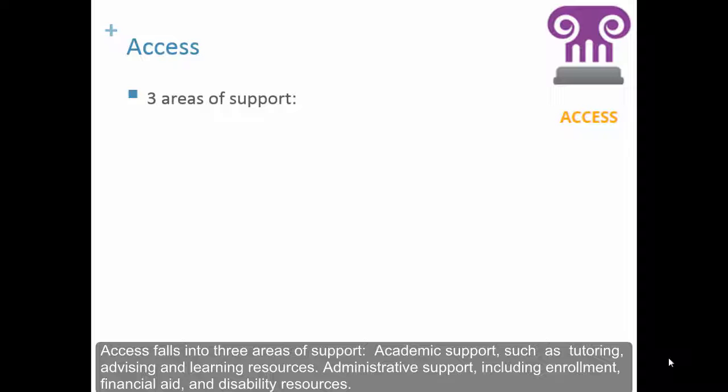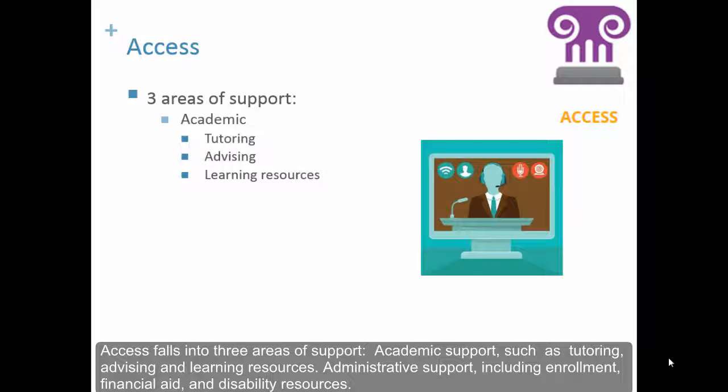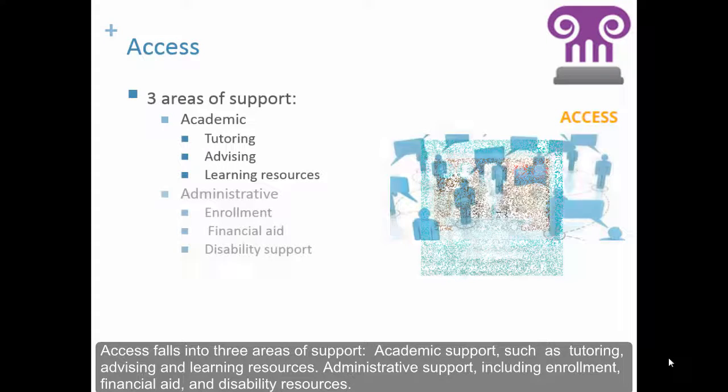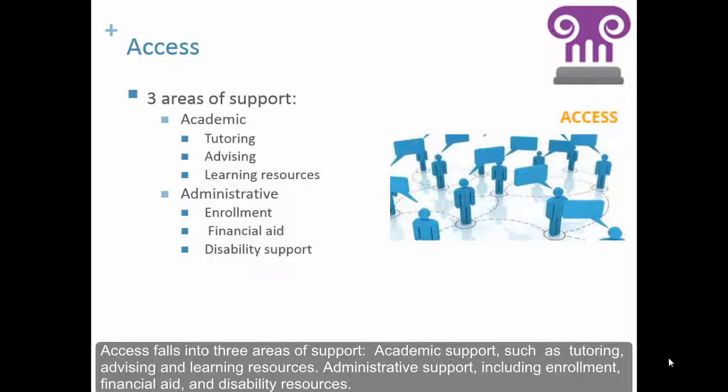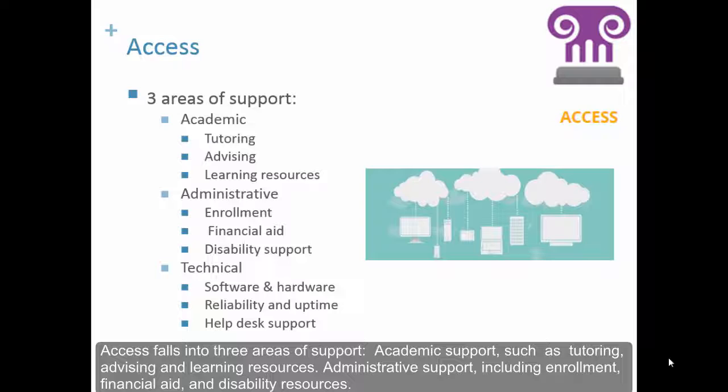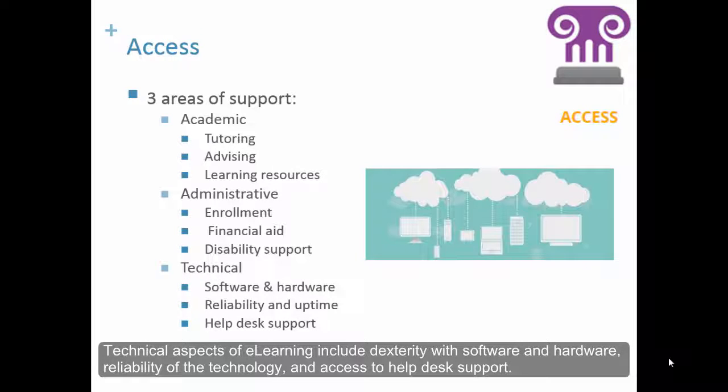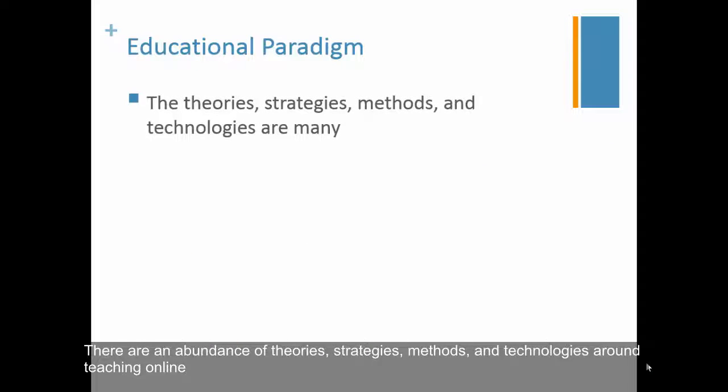Access falls into 3 areas of support: academic support such as tutoring, advising, and learning resources; administrative support including enrollment, financial aid, and disability resources; and technical aspects of e-learning, which include dexterity with software and hardware, reliability of the technology, and access to help desk support.